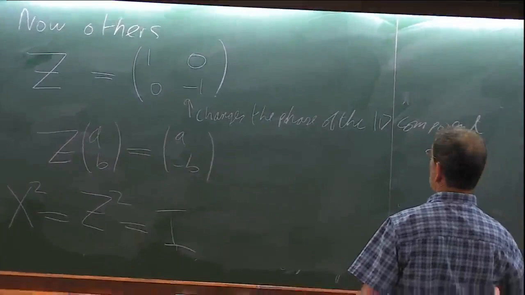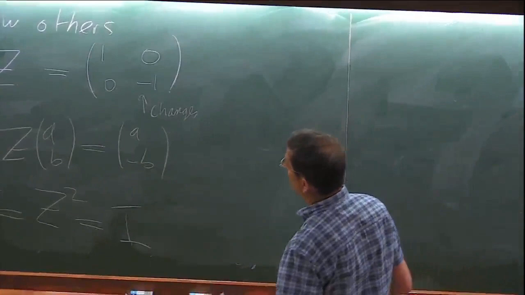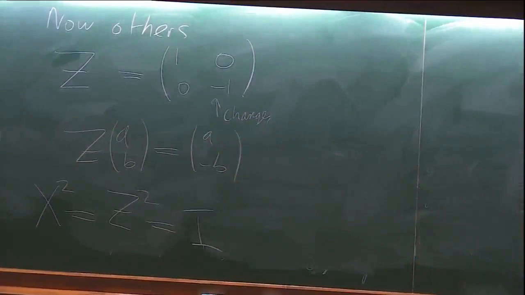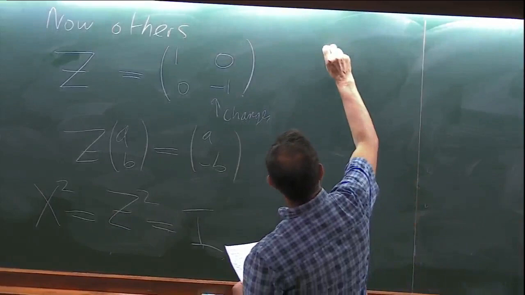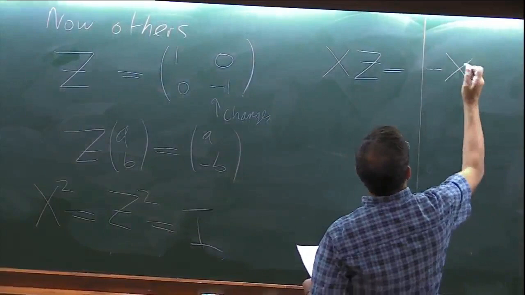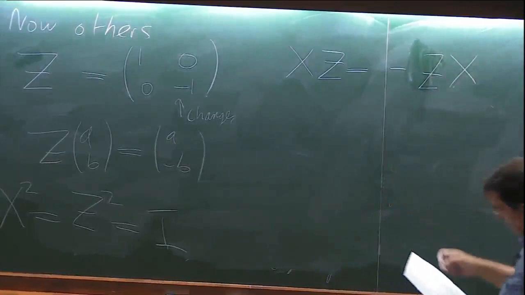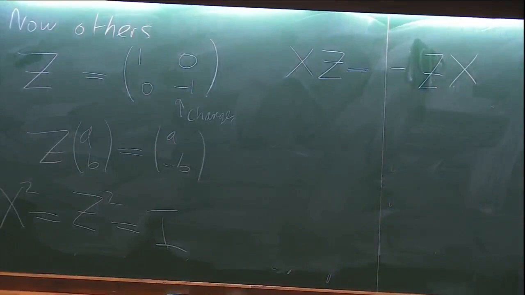And as I've already mentioned, in physics, these will be called Pauli spin matrices, sigma z and sigma x. They're exactly the same thing. It's just we're using a different notation. You will also recall from properties of Pauli spin matrices that they anti-commute. ZX equals minus XZ. And trivial, of course, to check that by multiplication. You're probably already familiar with it.